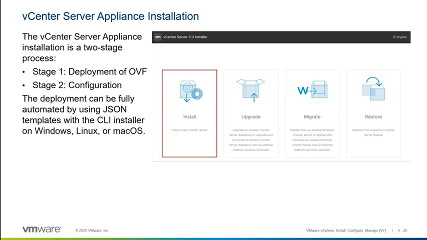Once we launch the installer, this is the screen that you see. There are 4 different options here. We can install a brand new vCenter. We can upgrade an existing vCenter. We can migrate from an old Windows vCenter to the new appliance, or we can restore our vCenter from a backup. With any of these processes, it's done in a 2-stage installation. The first stage will deploy the virtual machine, and the second stage will configure that virtual machine.